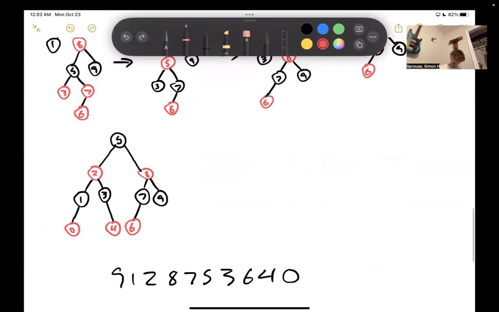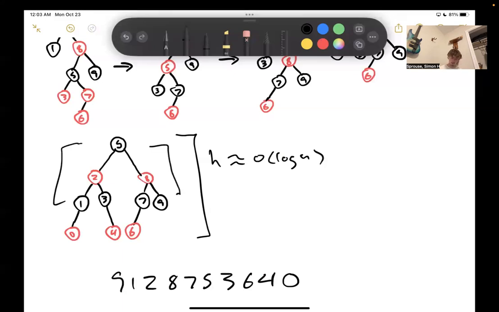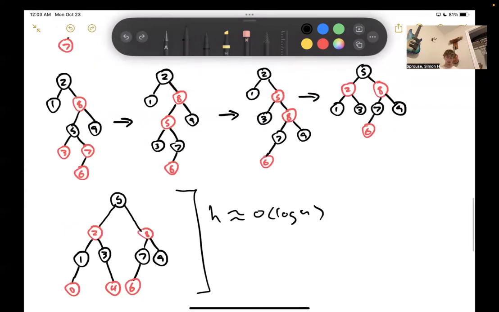And so as you can see by the end of the example, we've got a tree such that the height is order of log n. It looks nicely balanced. As you can see, the black height of the left and the black height of the right are identical. We don't have any red nodes touching each other. It looks like we did a good job.